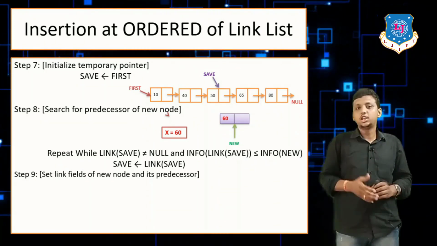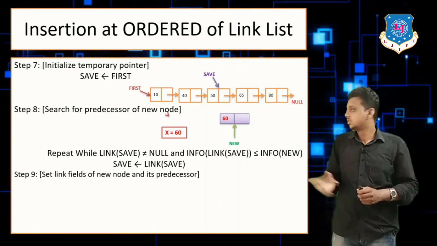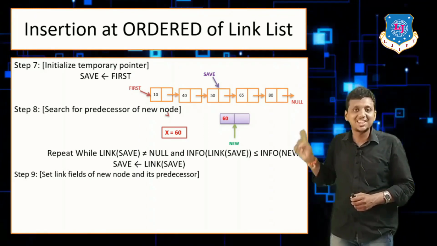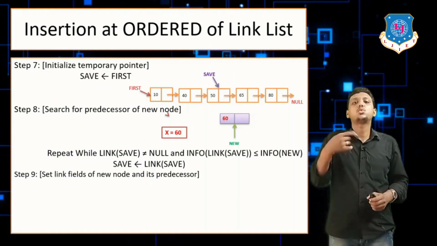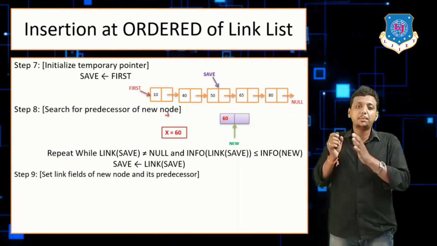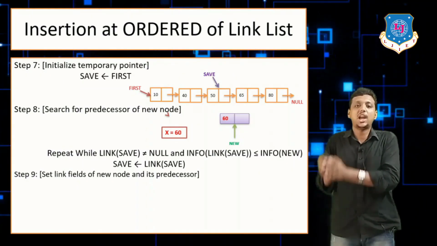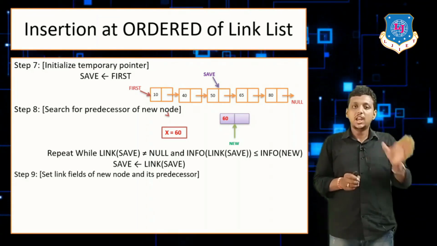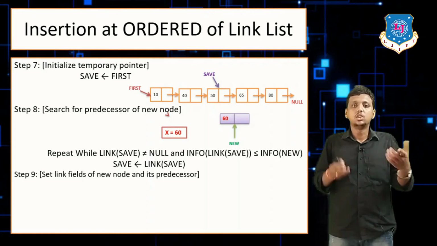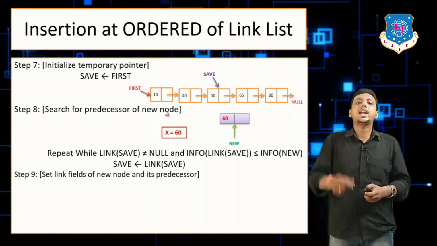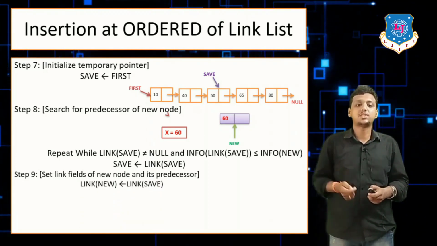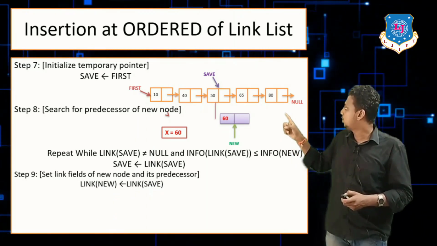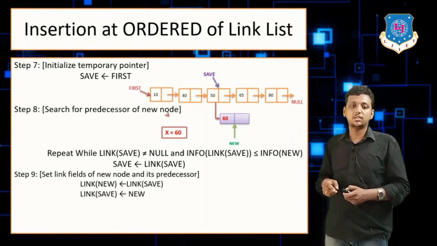Now, which pointer is pointing to 65? Link of 50, that means link of save. So we have the name of the pointer which is pointing to 65: that is link of save. We have link of save, we have new, and what are we waiting for? Just connect the link of new to link of save. The link of new will connect to the link of save.